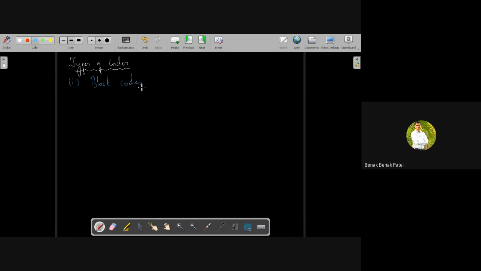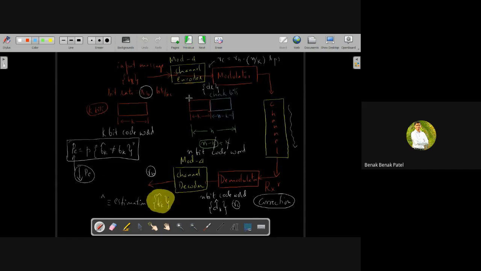So in these block codes, it consists of n number of bits in one block, or it's also called a code word. And this code word consists of k message bits and n minus k redundant bits, such that block codes are called (n, k) block codes. So this entire block can be called a block code. Its entire size is n bits.